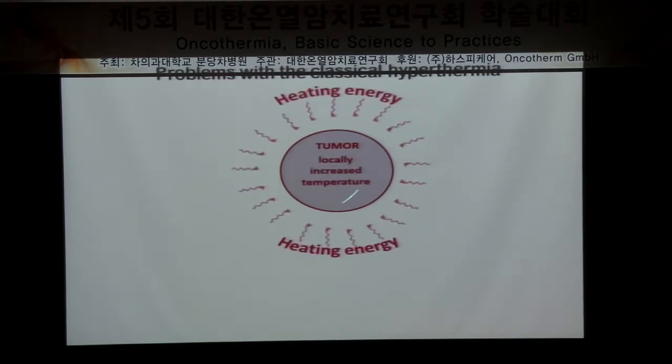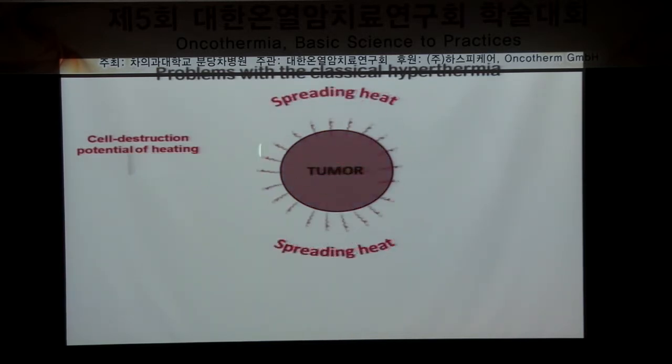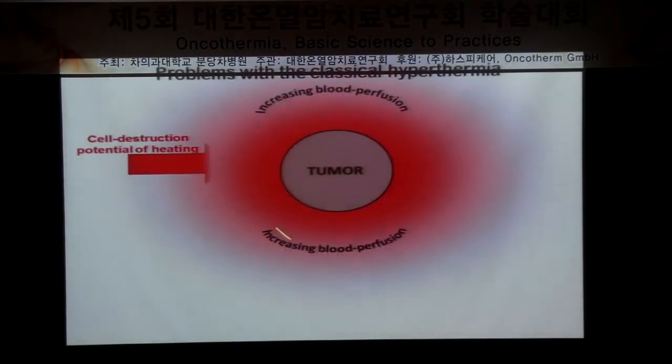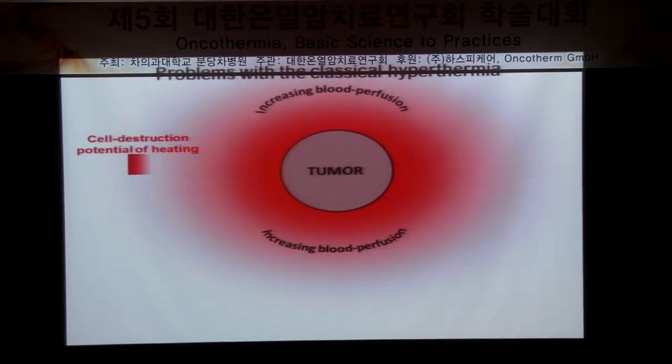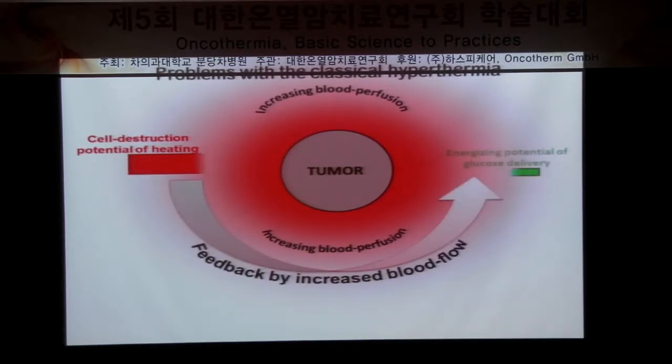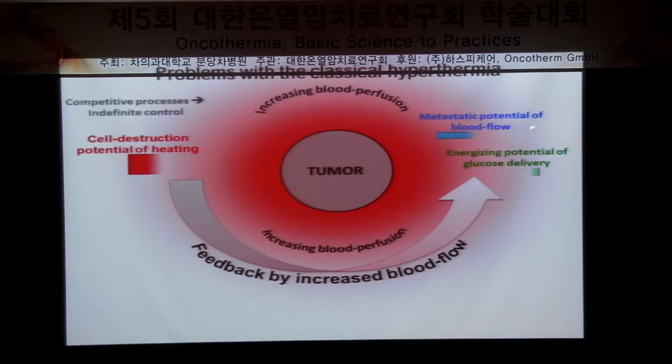If there is a tumor and we heat up locally, we increase the local temperature if we are doing the focus. So we have a self-destruction potential by heating. But of course the heat will spread and increase the blood flow, the blood perfusion. In the tumor it could be decreased because of the structure of the tumor vessels, but outside, in the healthy tissue, it is increased. The increased blood flow here could energize the tumor, the living part, which is the outside part of the tumor, like a balloon. So there is an energizing potential by the glucose delivery, and a metastatic potential by the intensive blood flow around.